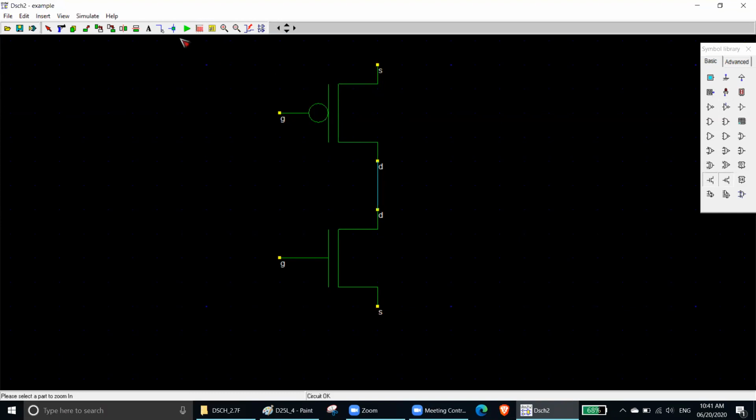Now we need to connect the gates together. We need to connect the drain together. That is the only rule. Then we have to connect the ground after the source of NMOS. Then we need to connect the VDD. VDD means 5 volt.